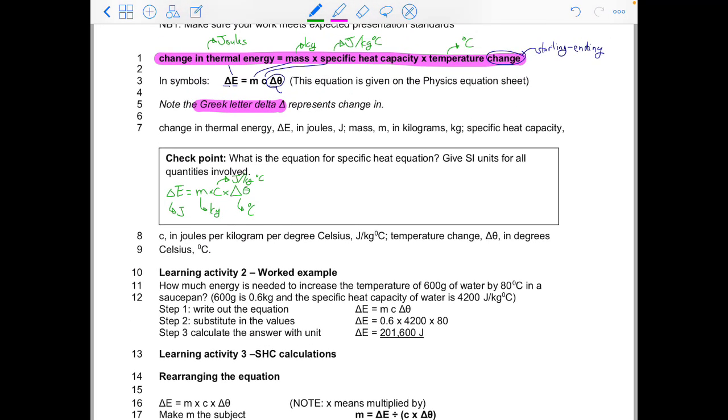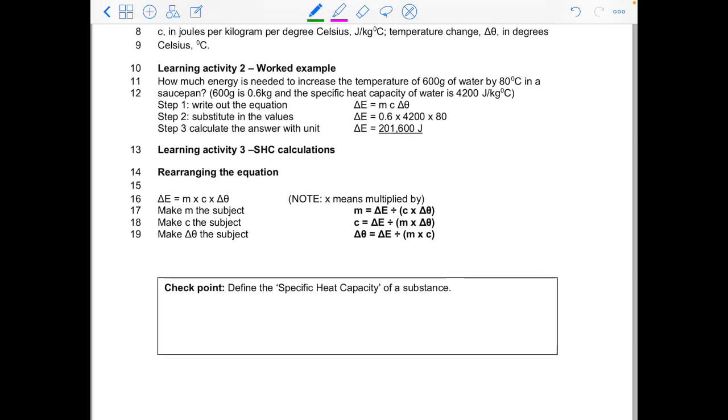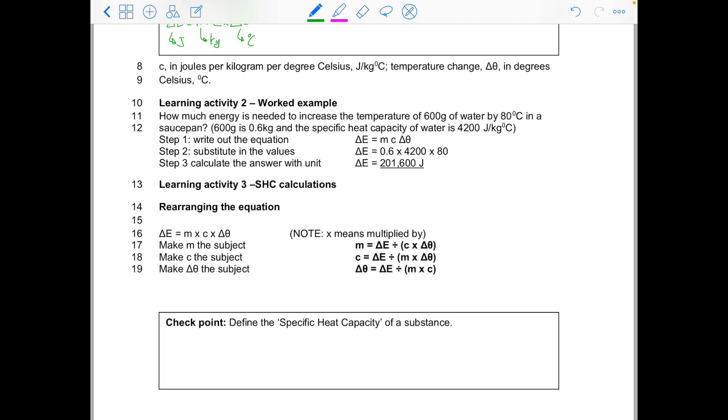So now we just need to, same as the last several lessons, plug some numbers into the equation. So this is our example that we can do. How much energy is needed to increase the temperature of 600 grams of water by 80 degrees Celsius in a saucepan? So as we read that, we go through and we look at what we know.